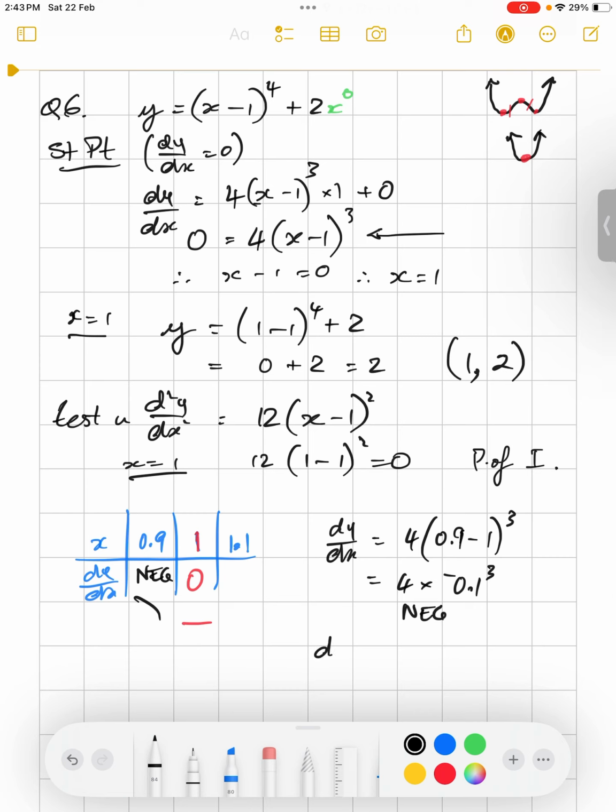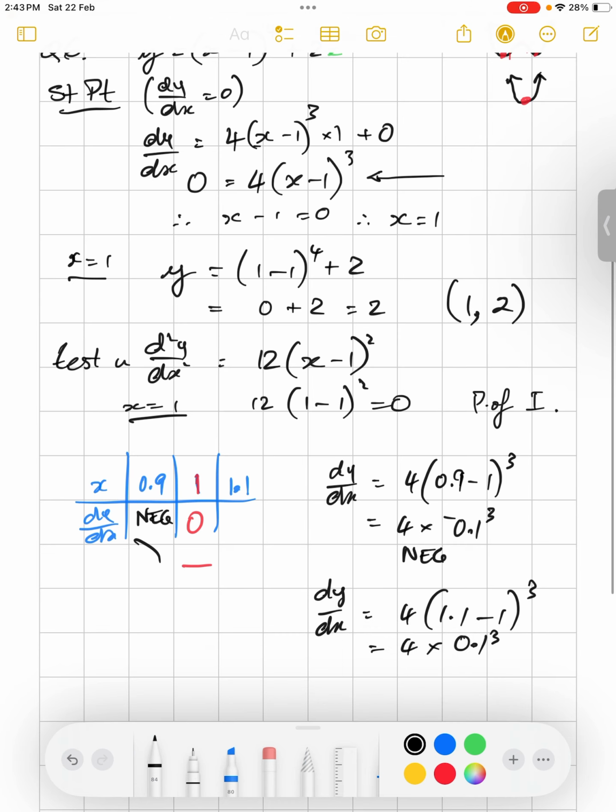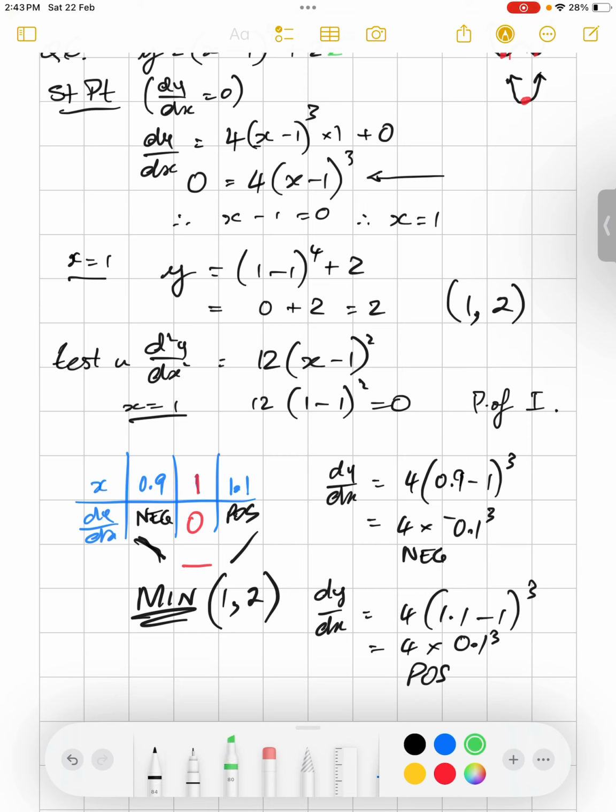Now let's substitute 1.1, which is 1.1 minus 1 cubed. We get 4 times 0.1 cubed. That's a positive value. Therefore, a positive value is an upslope. So if it comes down, then it's 0, then it's positive. We call that a minimum at the point (1, 2). So we had to actually use the test because our 0 value was making it seem like it's going to be a point of inflection when it's actually a minimum stationary point.